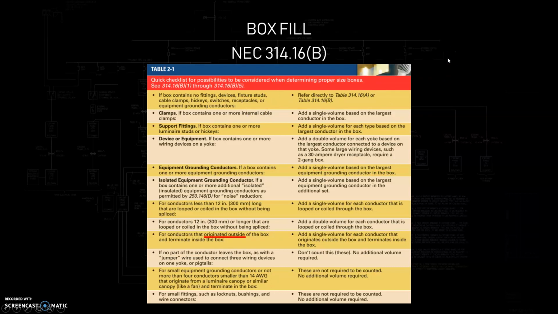Another one they mention is for any conductor that originated outside the box and terminates inside the box. So basically a wire that started somewhere else and ends up in this box. Guess what? We have to count that wire for what it is: one volume allowance based on the size of that wire. And the last one I specifically want to talk about is small fittings like lock nuts, bushings, and wire connectors. We don't have to do anything at all. We don't have to count those.